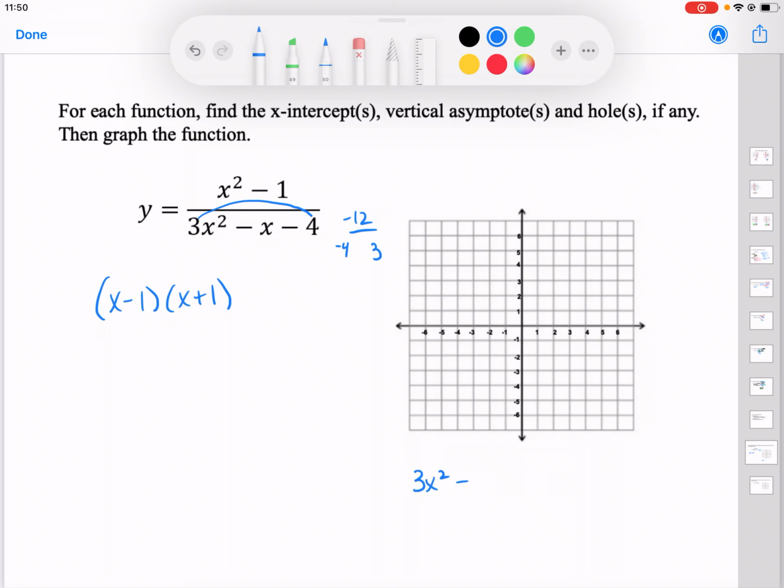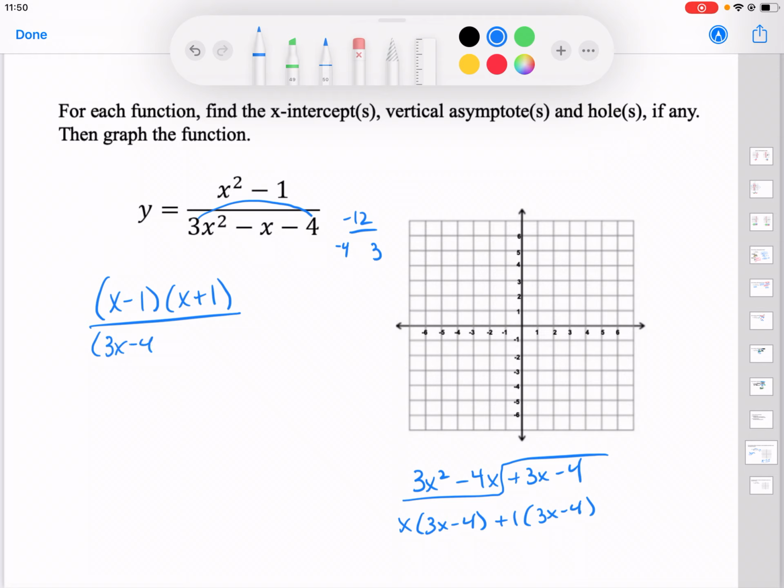So I'll go ahead and do my factoring method, grouping method, split it up. Greatest common factor of the first pair is x, and I have 3x minus 4. Greatest common factor of the second pair is 1, and it's still 3x minus 4. So this factors down to 3x minus 4 times x plus 1.